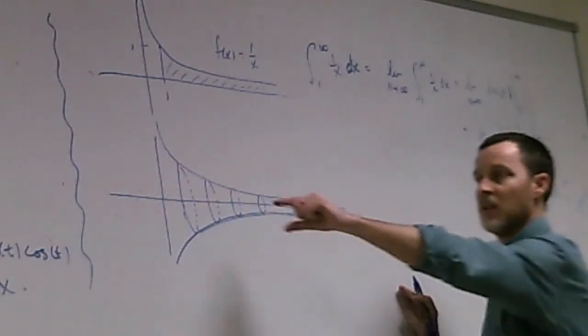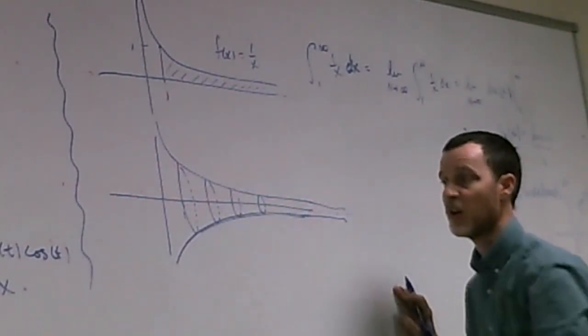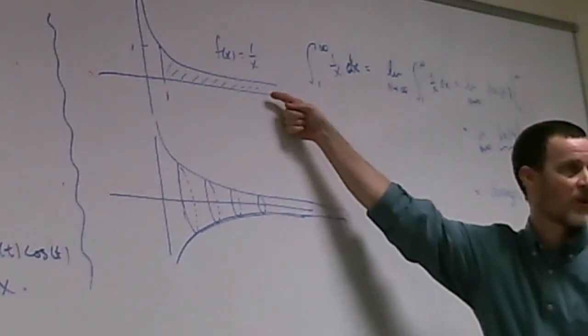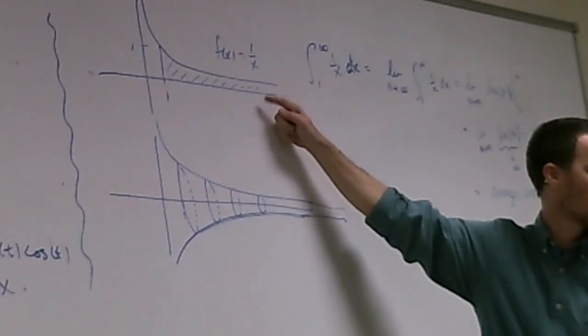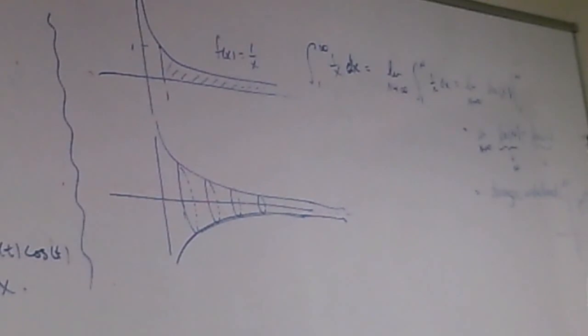Good? I want to find the volume of that tube. Now, what should it be? It should be infinite, right? Because this area was infinite, and I spun it around. Okay. Here's how I'm going to find the volume of that in less than 10 minutes.